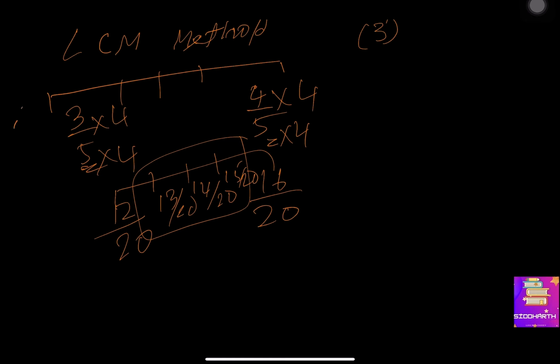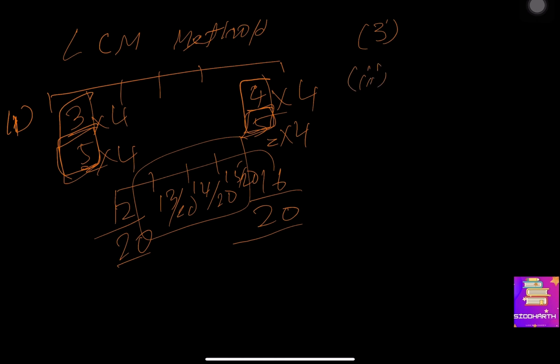In the LCM method there are two ways. When the denominators are the same, just multiply with the bigger number, so you get a number like this. Now what if the denominators are different?